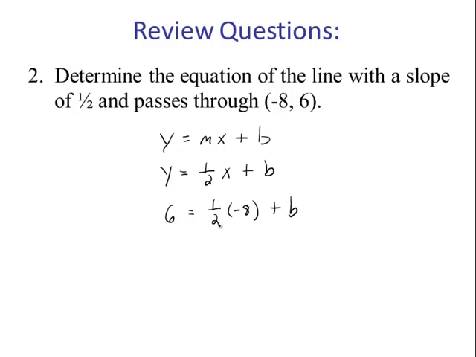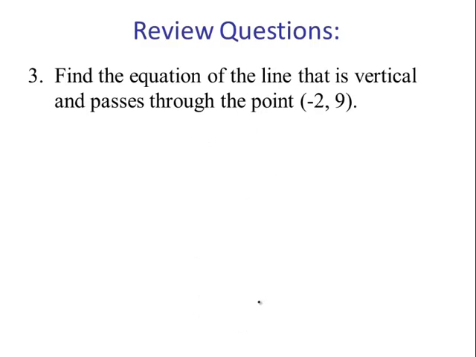Multiplying 1/2 times negative 8 is negative 4. And if we add 4 to both sides, we get 10. So the final answer would be y equals 1/2 x plus 10. Number 3, find the equation of a line that is vertical and passes through the point negative 2, 9.